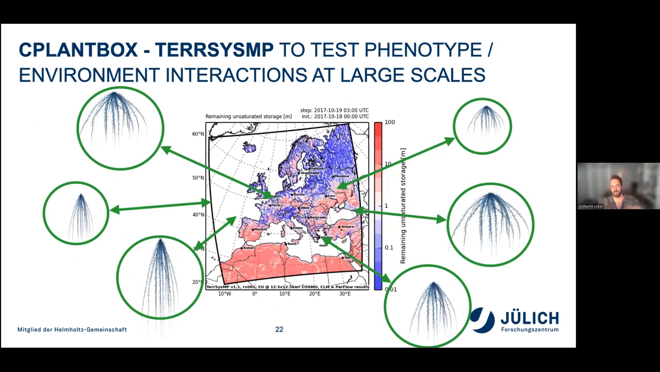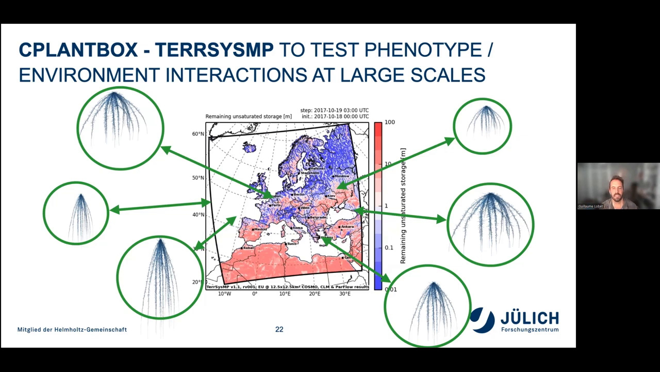The second one is a bit wider in terms of scales: it looks at the coupling between CPlantBox directly and TSSMP. There the idea would be to simulate single plants on a very large scale, continental scale in that case. So that's kind of a brute force exercise. It will require very powerful computers, but we have some of them in Jülich.